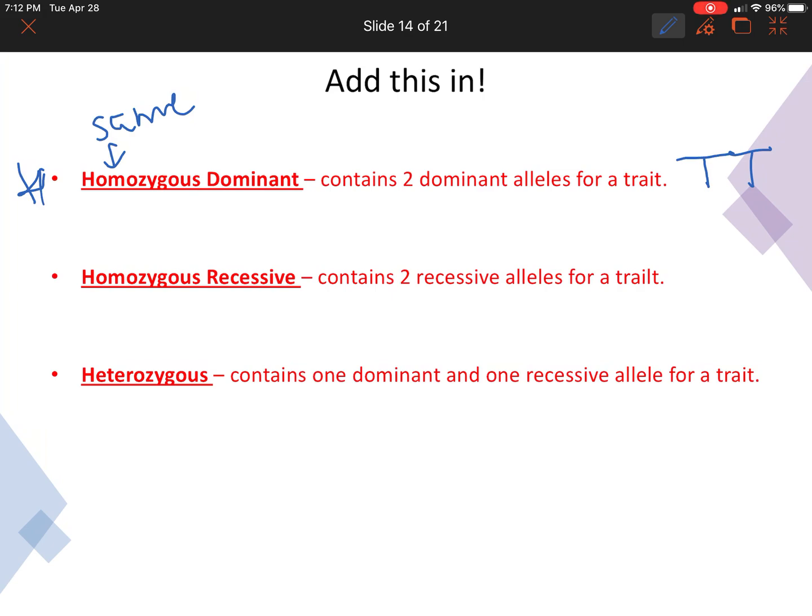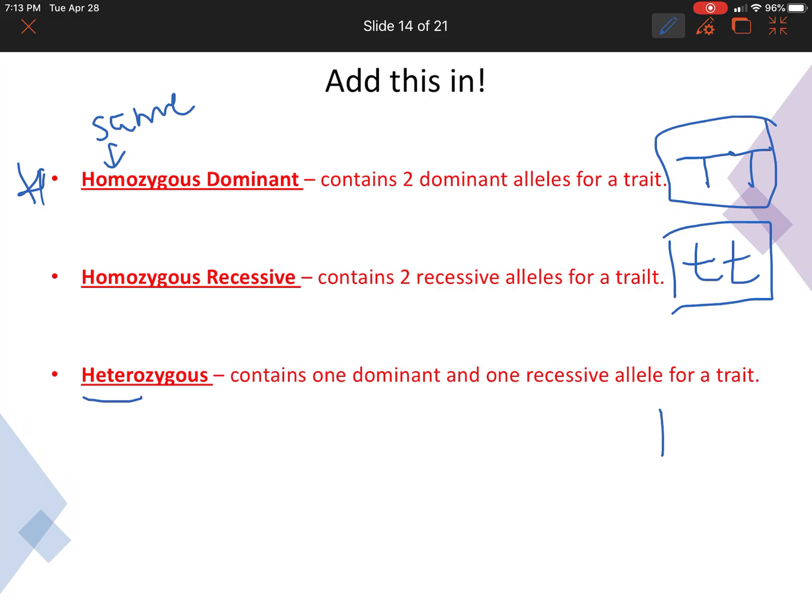Homozygous recessive, again, homo means same. They're going to contain two recessive alleles, so this would be two lowercase letters. So homozygous dominant is two capital letters, two dominant alleles for a trait. Homozygous recessive, we've got two lowercase letters, or two recessive alleles for a trait. And then we have something called heterozygous. The prefix hetero means different, and this means it's going to contain one dominant, capital, and one recessive allele.